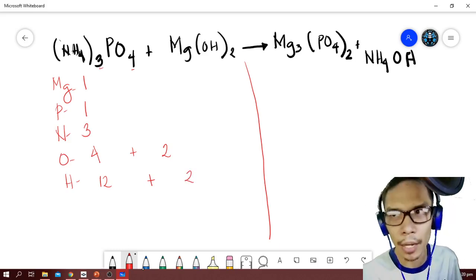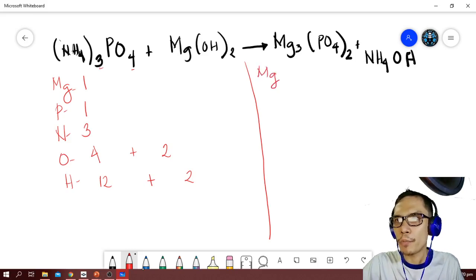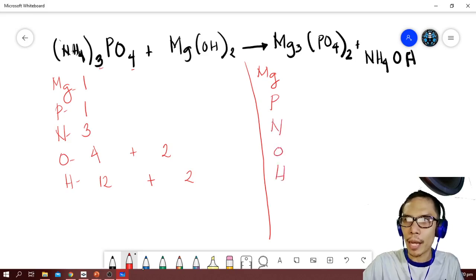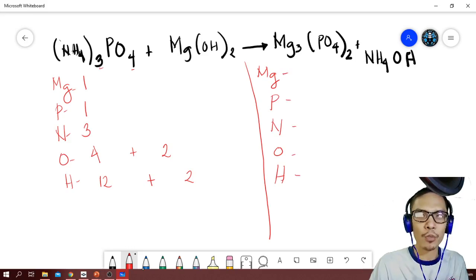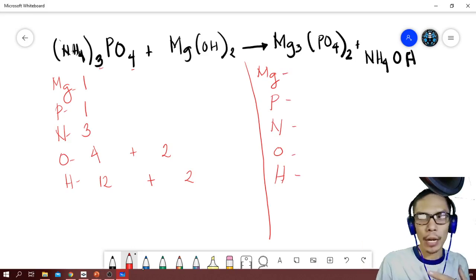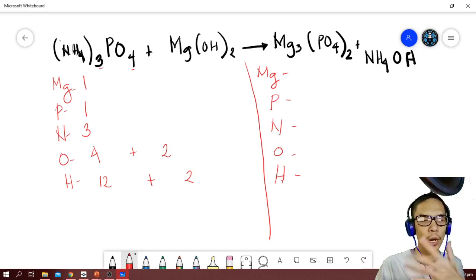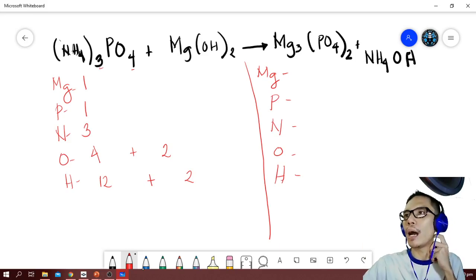Now, what is on the other side? Let's write the same thing: we have Mg, P, N. Notice how I arrange the elements: metal first, non-metals, and oxygen and hydrogen last. If you are an expert already, just practice this over and over again. You may not need to write this anymore if you are well practiced.